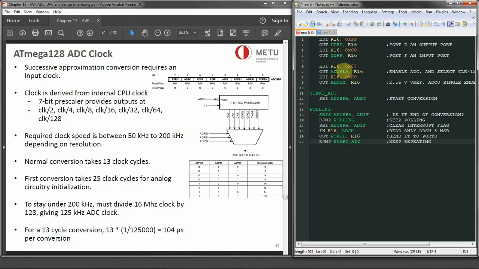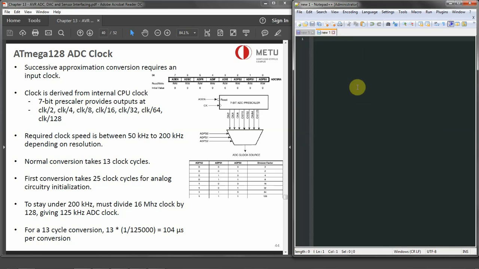This is just showing the assembly version for the polling of ADC. We enable the analog to digital conversion, we start the conversion, then we wait for the polling of the interrupt flag. When it is converted, we can just copy the value into the GPIO and send it to port D. And let's do the same thing for the C side. So we'll start with int main(void).